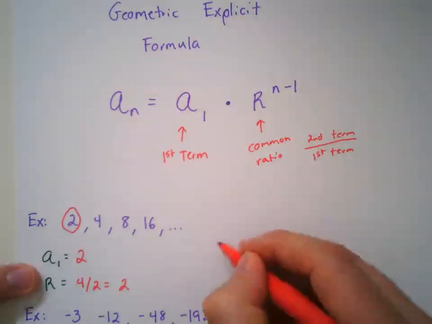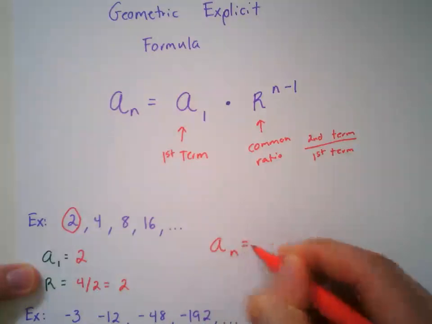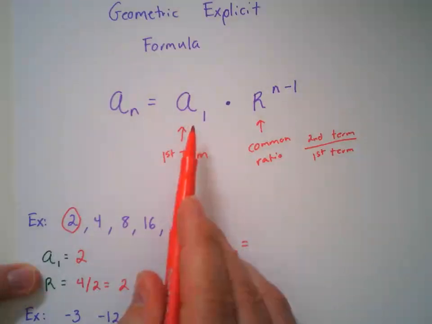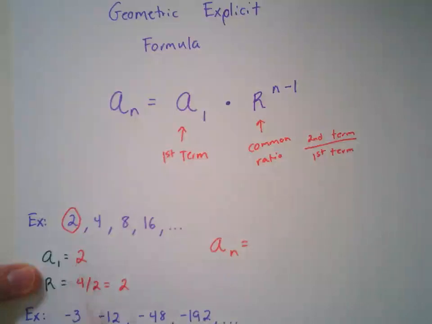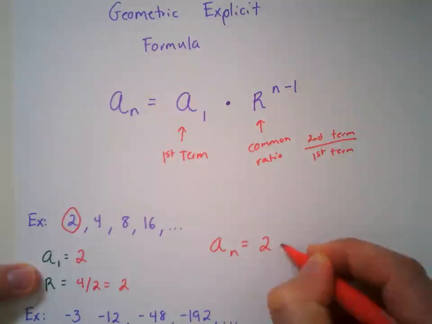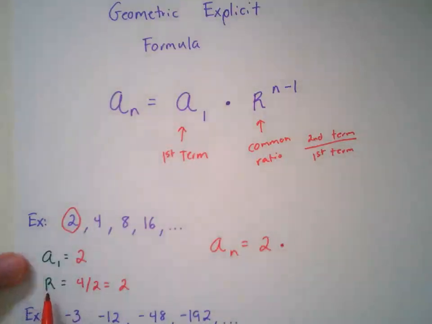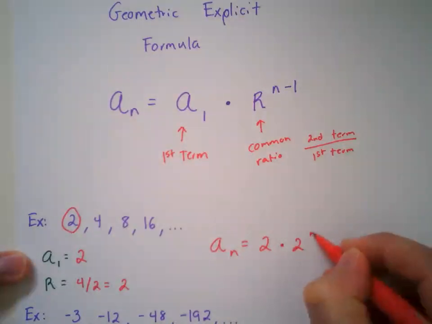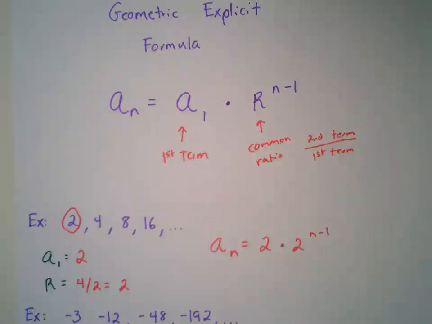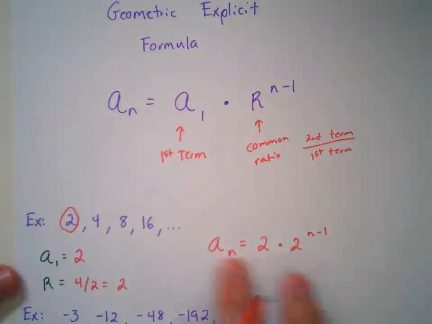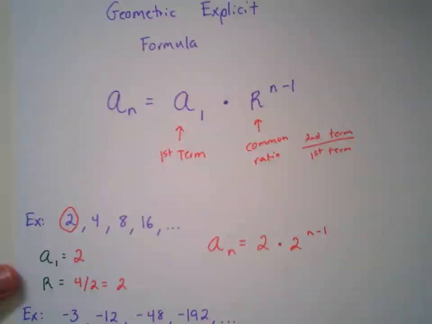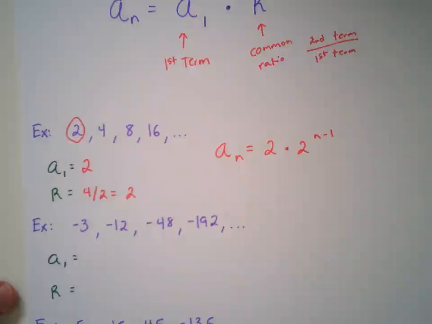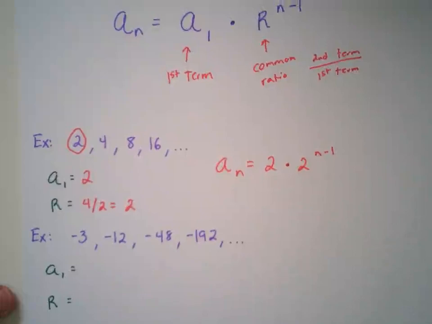So in setting up our formula, it looks like this. A of n equals, we plug in our A1, which is our first term, so 2, times our common ratio, our R here, which is 2. So we put 2, and then n minus 1. And that is what our formula looks like for this sequence. Okay, we're going to follow the same pattern and do this for the next problem.